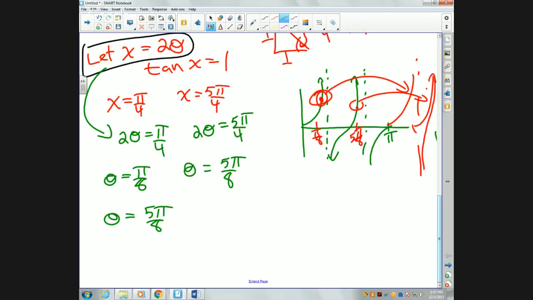So we can take 5 pi over 8 and add pi over 2. Find a common denominator. So that's 5 plus 4 is 9 pi over 8. And then we can do it again. Take that answer and add another pi over 2.